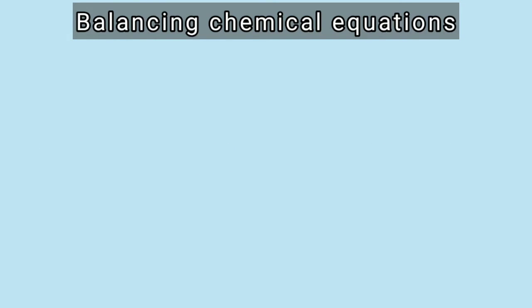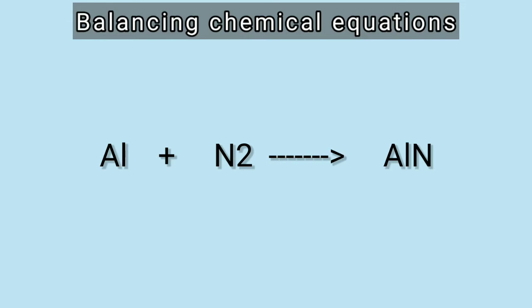Next equation is aluminium reacts with nitrogen to form aluminium nitride. Here we have 2 nitrogen atoms on the reactant side and 1 on the product side. To equalize that, we will write 2 as a coefficient of aluminium nitride. When we do that, the aluminium balance becomes disturbed and we have 2 on the right side and 1 on the left. We can easily balance that by writing 2 as a coefficient of aluminium in the reactants.